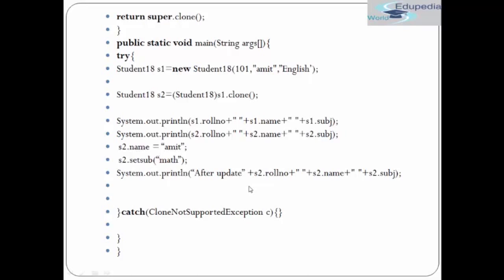Okay, but what if we try to print S1.subject? What do you think will be the output? Well, that will also be changed to maths because we are doing a shallow copy. So the subject object will be shared between S1 and S2. We'll see that live shortly.